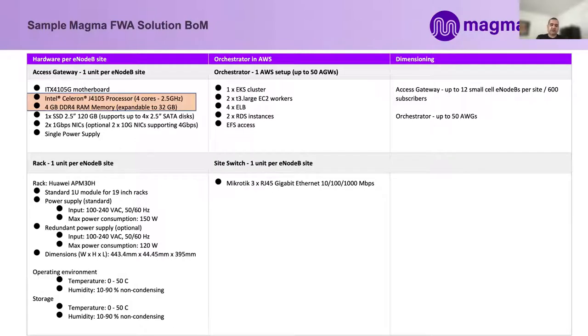Just to reemphasize the point on the form factor, this is a sample Magma FWA BOM from one of our production deployments. As you can see here, the Magma infrastructure is running on a 4-core Atom box running a CPU at 2.5 gigahertz and with 4 GB RAM. This box can support up to 1,000 subscribers, as well as 12 eNodeBs. So depending on your need, such a small form factor can be a great fit for a fixed wireless or a private LTE or a 5G use case.